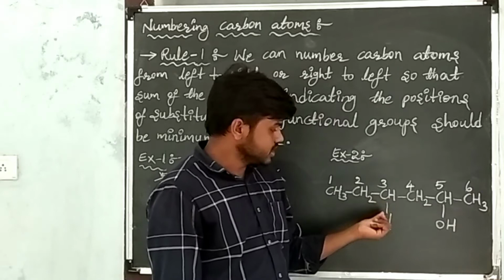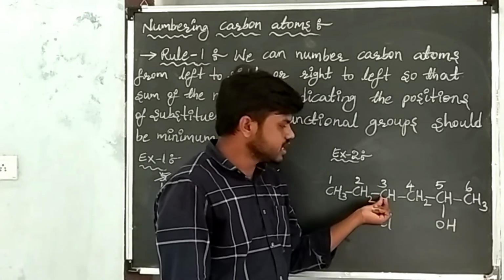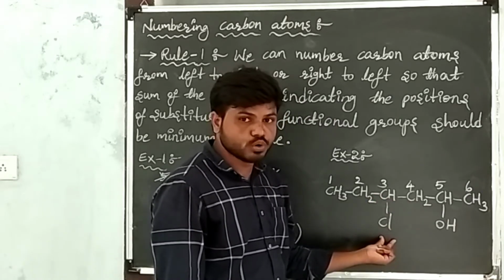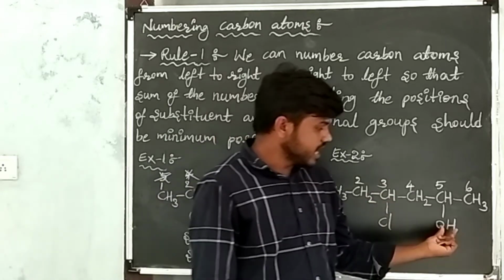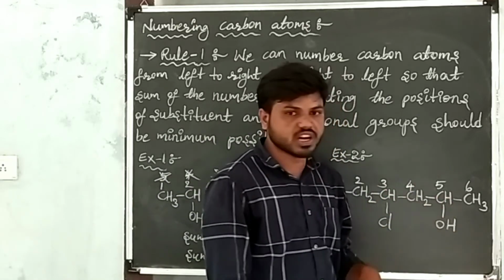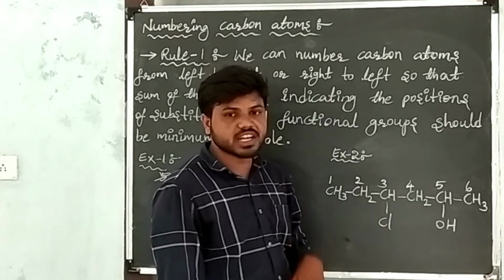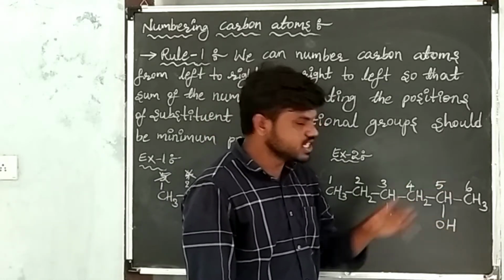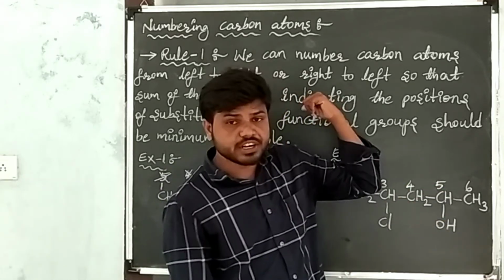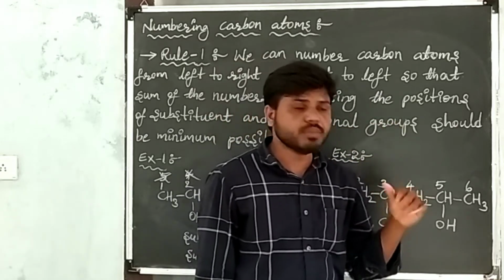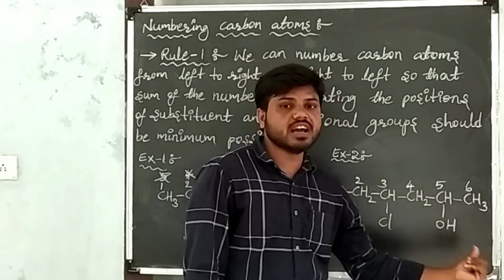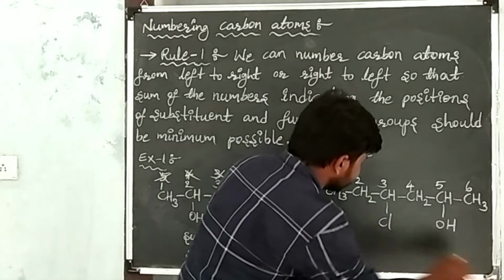When I give numbers, the position of chlorine is third carbon. And the position of alcohol is fifth carbon. According to rule 1, we require the sum of the positions of the chlorine and alcohol to be minimum, right? So I am taking the sum.